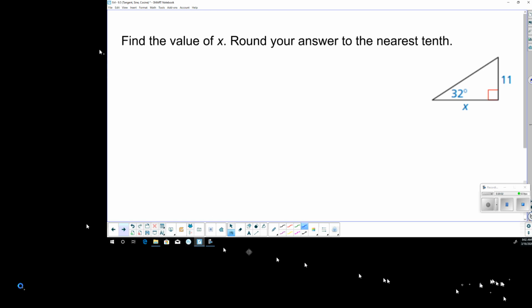Okay. Let's do one where we have to use the tangent. So here's another triangle. My angle is 32 degrees. Label your sides. This would be the opposite side. This would be the adjacent side. So again, I'm thinking SOHCAHTOA. I know the opposite. I'm trying to find the adjacent. So it's going to be the tangent. So I'm going to go the tangent of 32 degrees equals the opposite side, 11 over x.